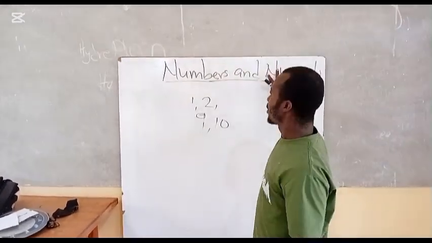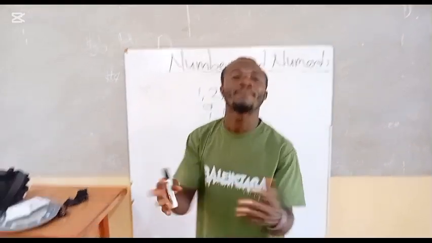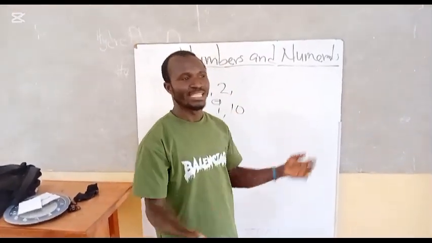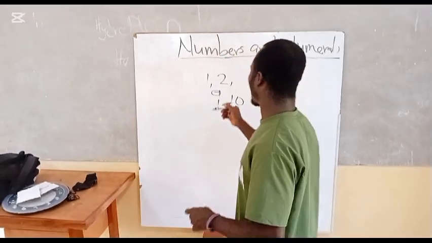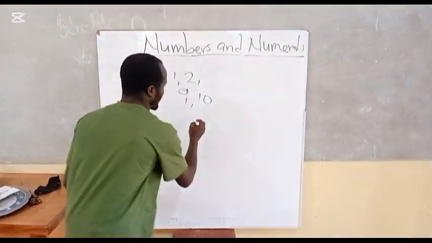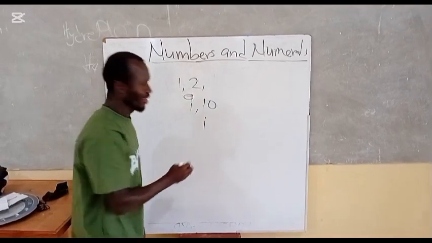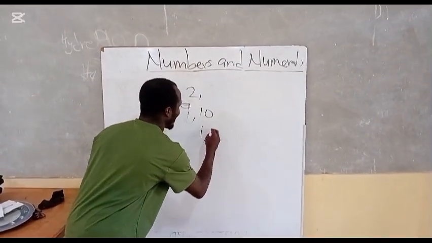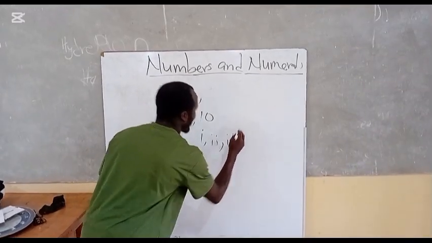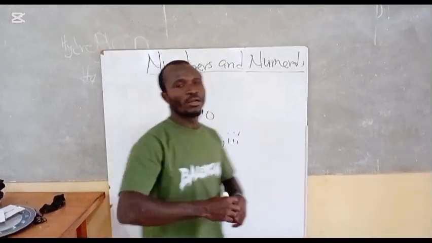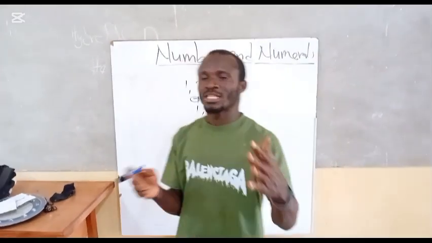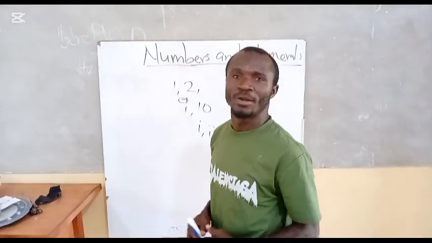Talking about numerals, numerals is talking about how the numbers are being written. So we write our numbers like in this form. But the Romans, they write their numbers in the form of I for 1, II for 2, then III for 3. So numeral is talking about the way the numbers are being written. So that's the concept about numbers and numerals.